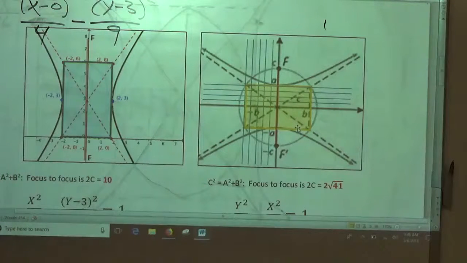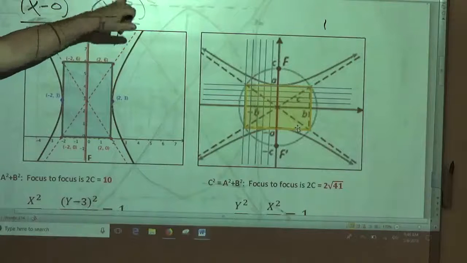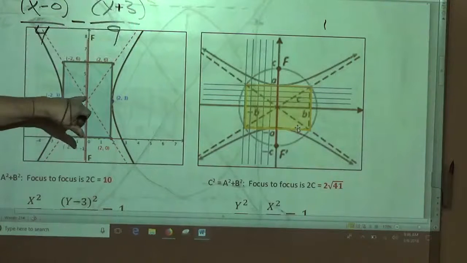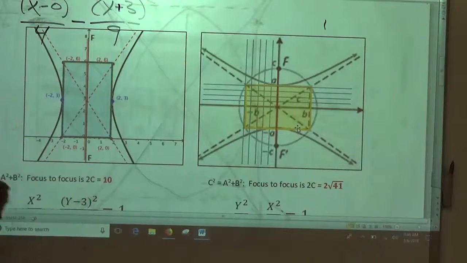All right, questions about that? You see where the center comes from. What happens if this is a plus? Then it's y minus negative 3, and so instead of being up here, it'd be down here.